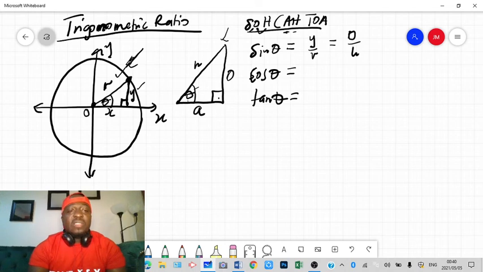Likewise for cos, cos is adjacent over hypotenuse. So my adjacent side on this diagram is my X, and my hypotenuse remains as R. With this right angle triangle, my adjacent is going to be A, my hypotenuse is going to be H.